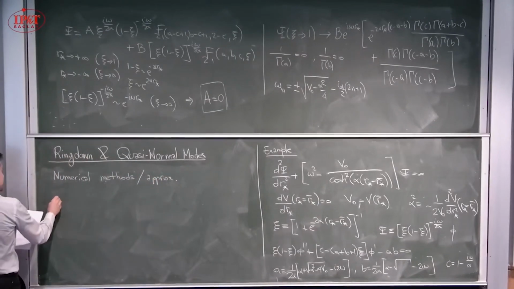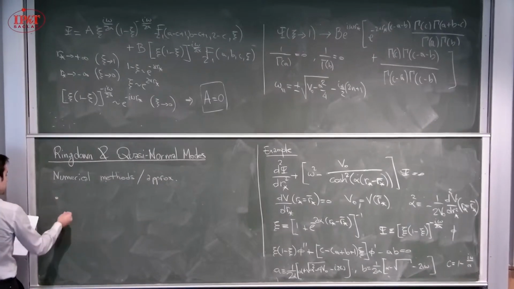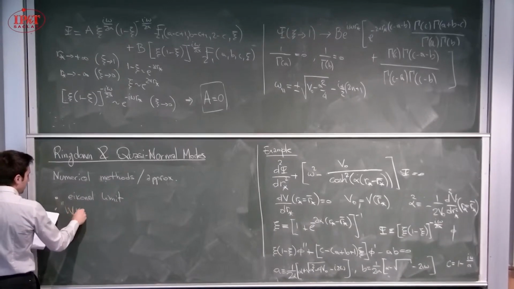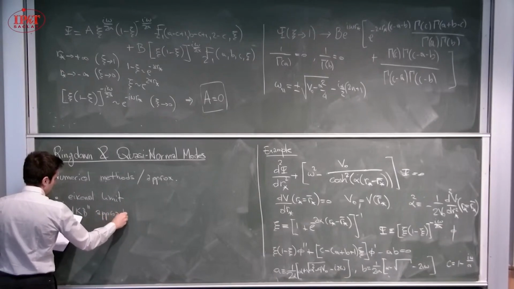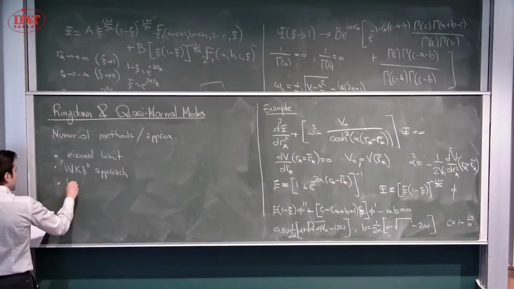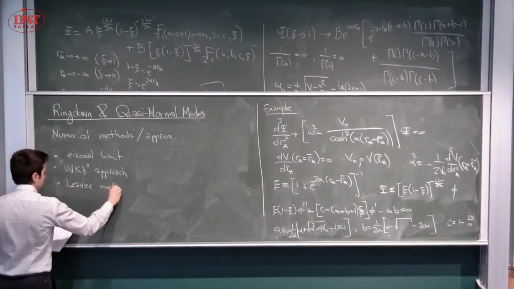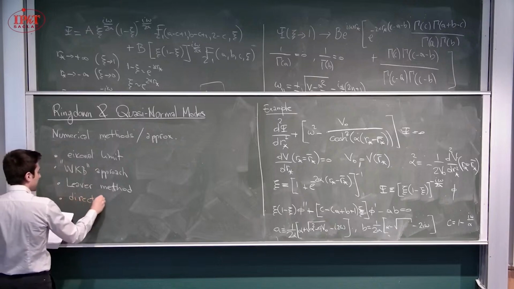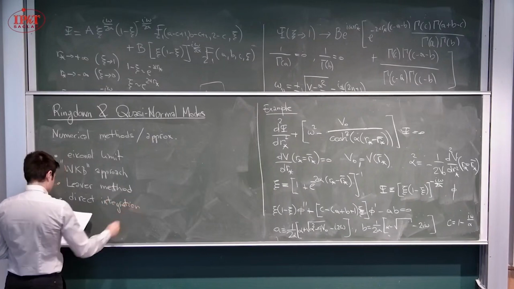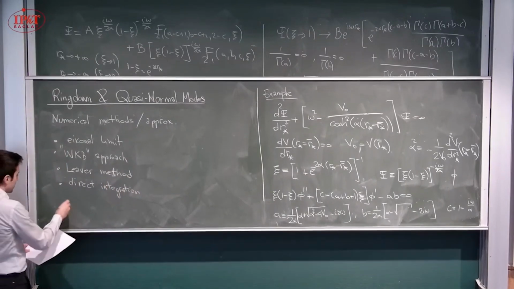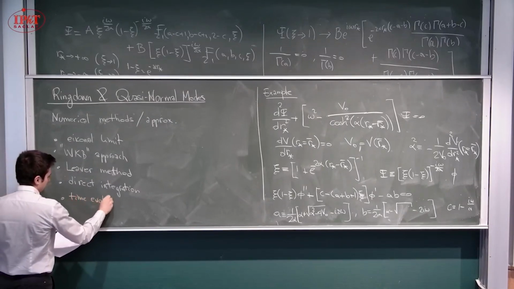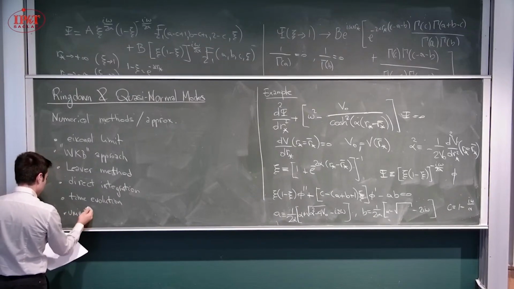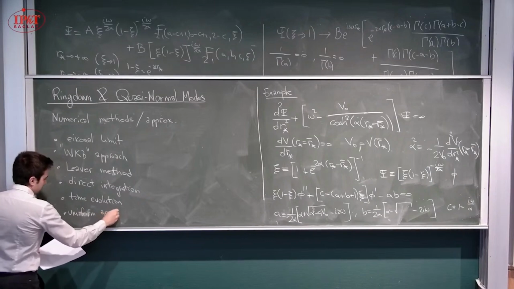To give some examples, an exactly solvable case is the eikonal limit, or you can consider a WKB approach, or what is called the Leaver method, which is also sometimes called the continued fraction method, or you do some direct integration, or a shooting method, or you do some time evolution, or uniform approximations, and so on and so forth. So there are different methods.